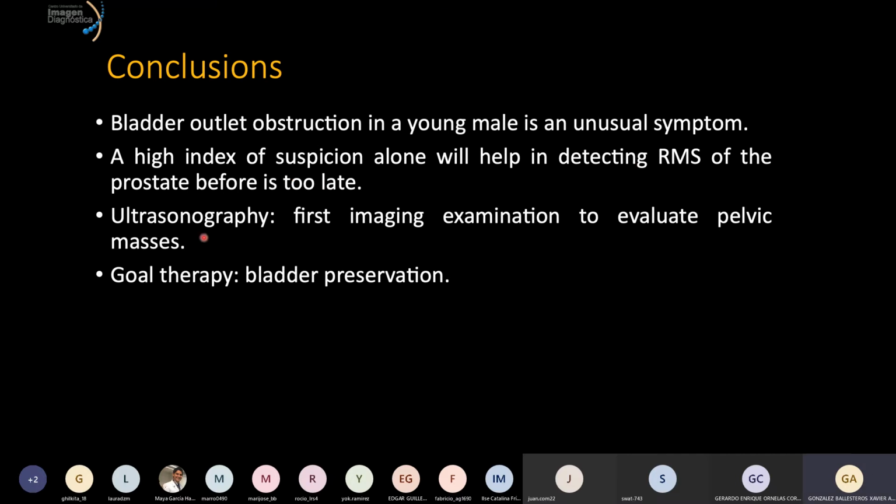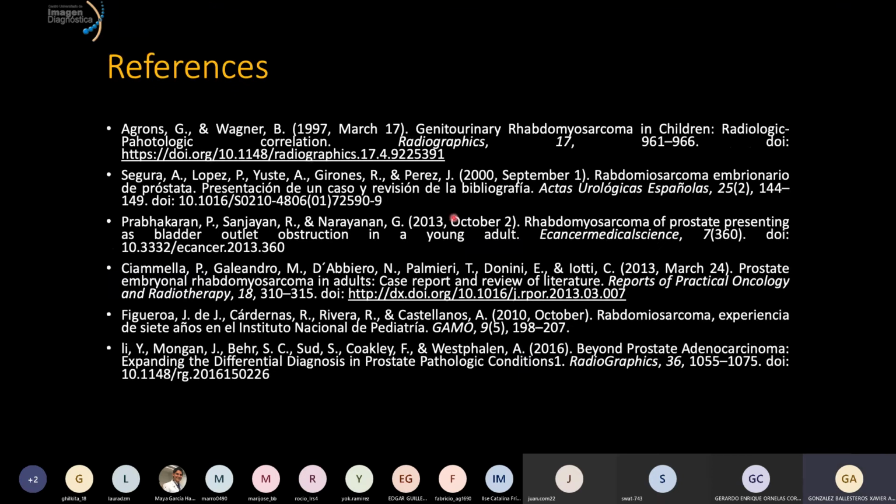So in all pediatric patients with a pelvic mass, we are going to perform an ultrasound first because of its lack of radiation. And then if we see a mass, we're going to perform another study like CT or MRI. That's important because if we make an early diagnosis, we can achieve the goal of therapy, which is bladder preservation, or most important, the survival of the patient. And that's it.